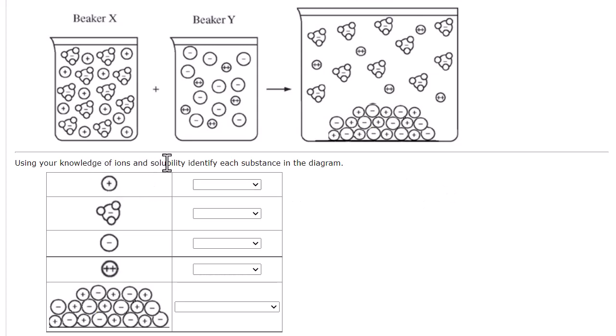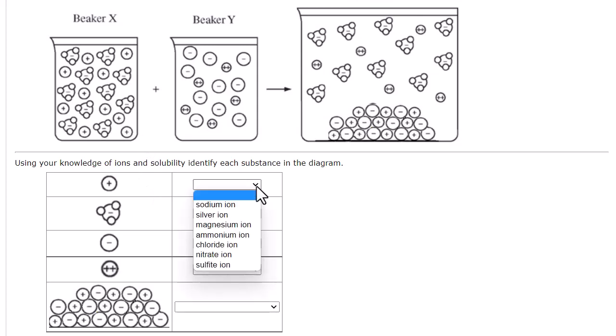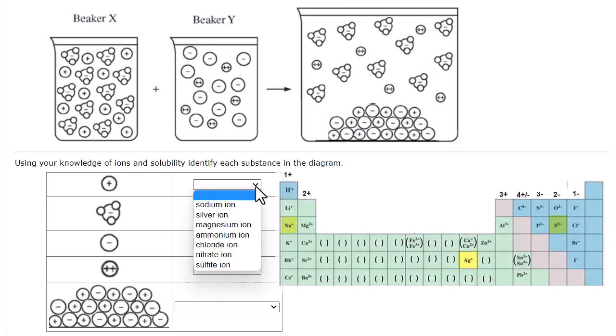Using your knowledge of ions and solubility. So we have to know about ions and solubility. Identify each substance in the diagram. Okay, we've got a plus here. That means it's a cation, positive ion with a +1 charge. Well, what are our choices? Let's look at them. Sodium ion has a +1 charge, so does the silver. The magnesium has a +2, so we can ignore that. Ammonium is a polyatomic ion, so we'd have not just one little particle there. Chloride's negative, nitrate's negative, sulfite's negative. So the only two choices that we have are sodium and silver.